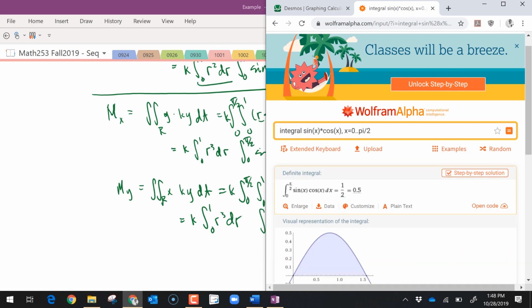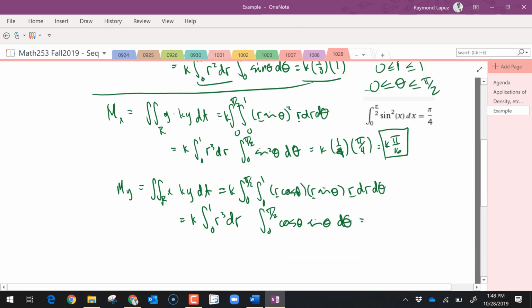1 half. So remember this, this is a 1 fourth. I put 1 third there because I thought it was r squared, but it's actually r cubed. So we got k over 8.